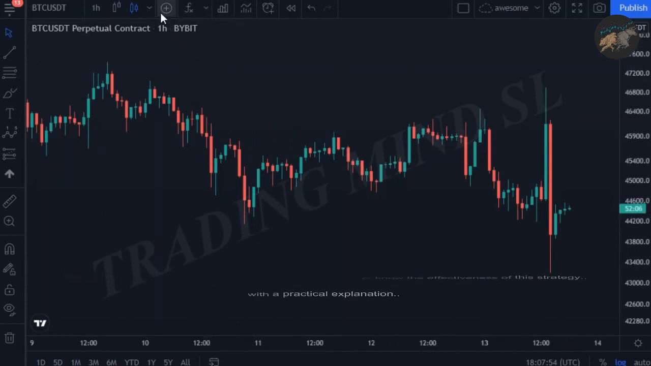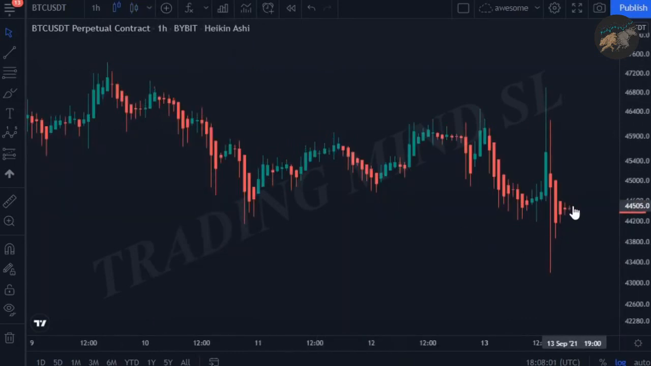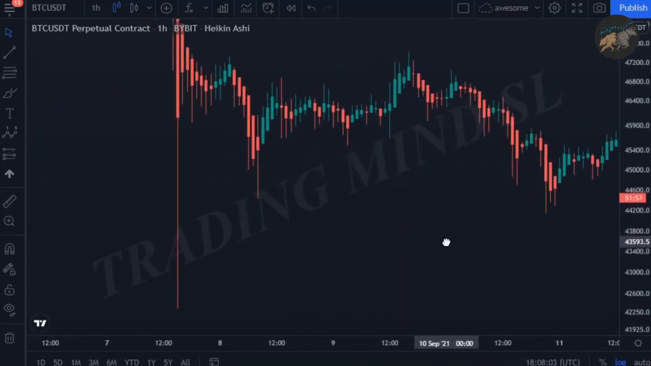Well, let's change the candles to Heikin-Ashi candles. You can use Japanese candles, if you are an expert in dealing with them. Don't forget to change the time frame to 1 hour.